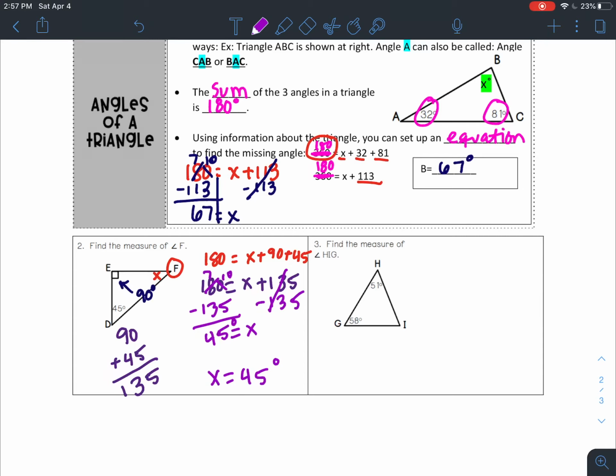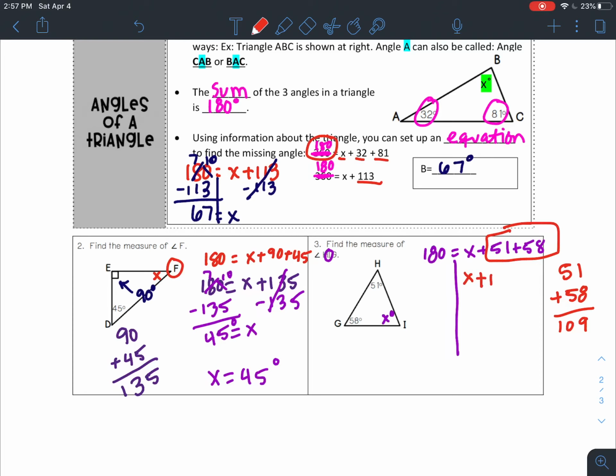Okay, our last example here, we're trying to find the measure of angle HIG. Remember, the missing angle or the angle that it's referring to is the one in the middle. So I want to know this angle. So we have 180 is equal to x plus 51 plus 58. Again, first thing I want to do is to find this. So 51 plus 58 gives us 109.